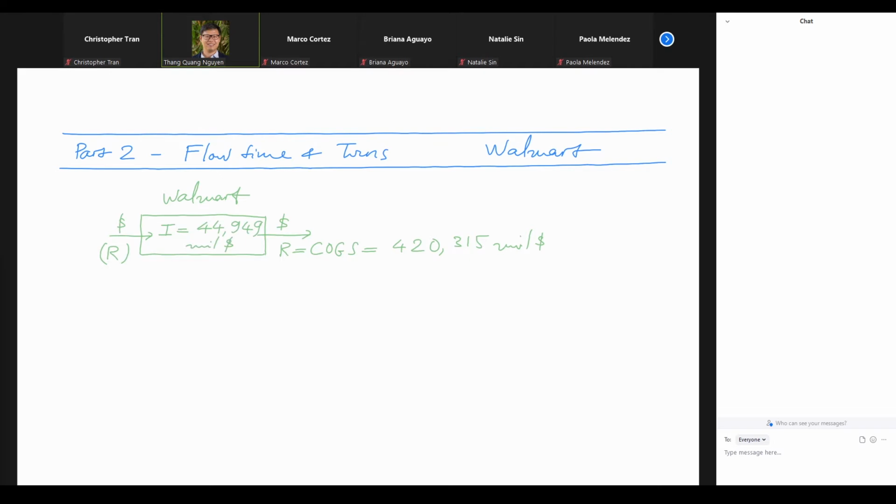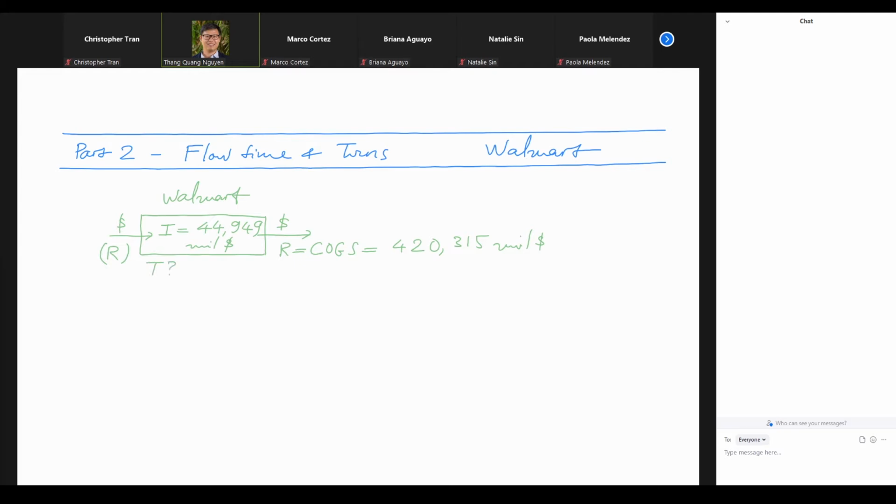So in this case, we are looking at a process, and we know the inventory and the flow rate. So on average, by Little's law, we can figure out the flow time. The flow time is unknown here, and that's what we need to find.